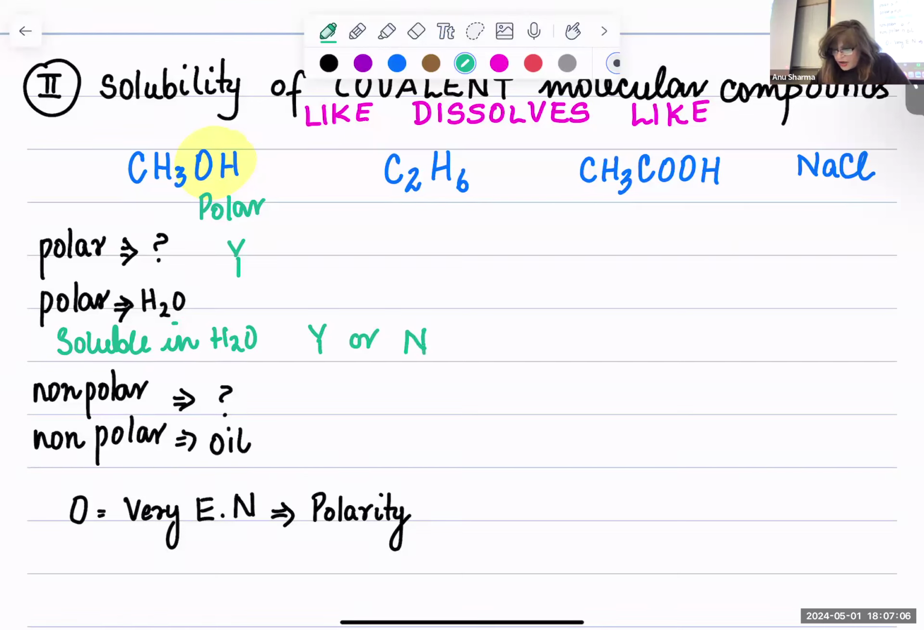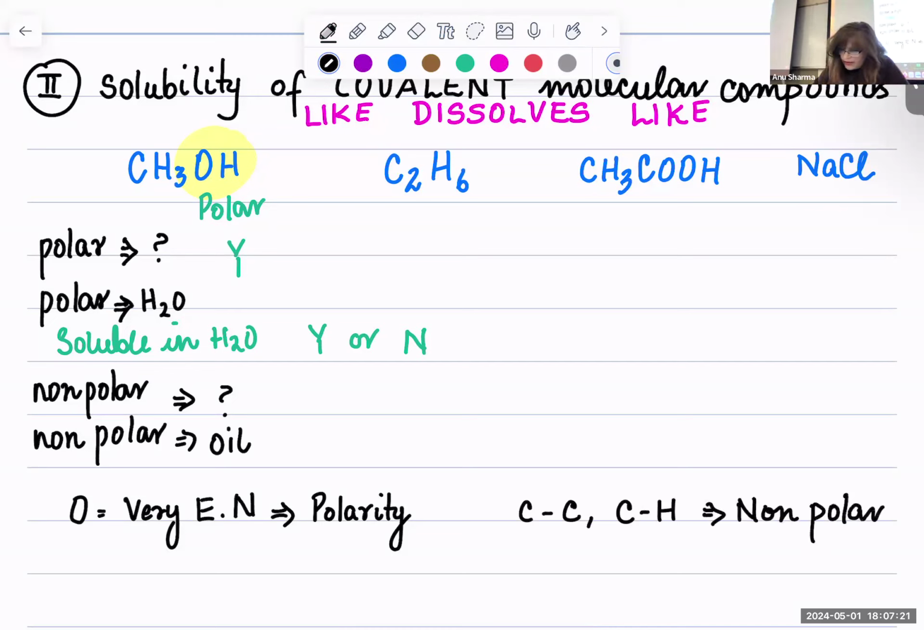So like that. What about C6H6? Non-polar. Remember, when there are lots of carbon-carbon or carbon-hydrogen bonds, they always make things non-polar. So is this going to dissolve in water? No. This one is non-polar, and non-polar and polar do not mix. So this is going to be N.